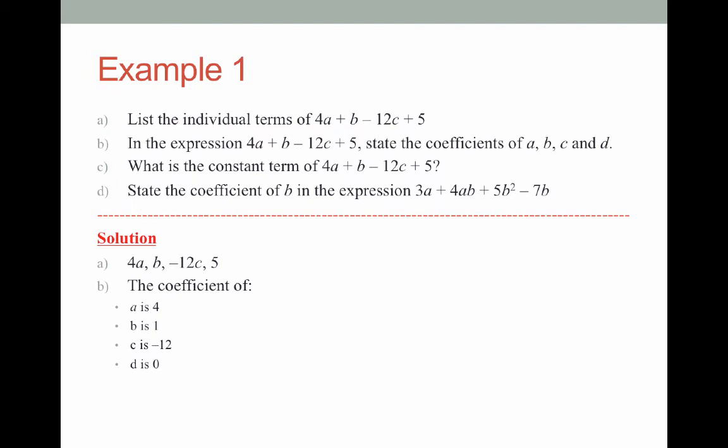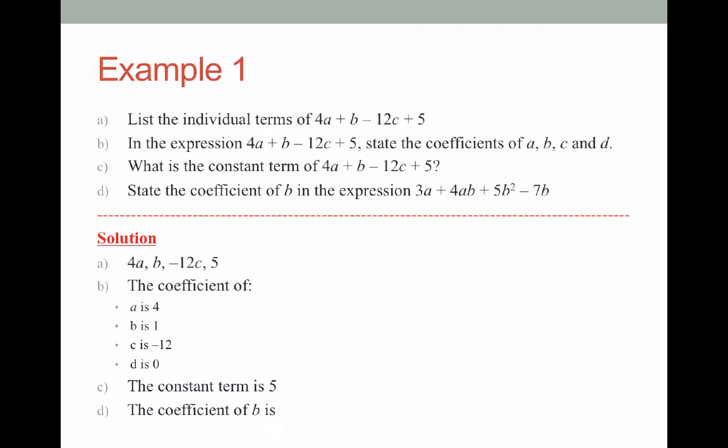Like I said, it doesn't come up very often, but it's important to know what happens when you have a coefficient of 0. Question C, what is the constant term? Now remember that the constant term is a number that is all by itself, a number that cannot change. So in this case, the constant term is 5.